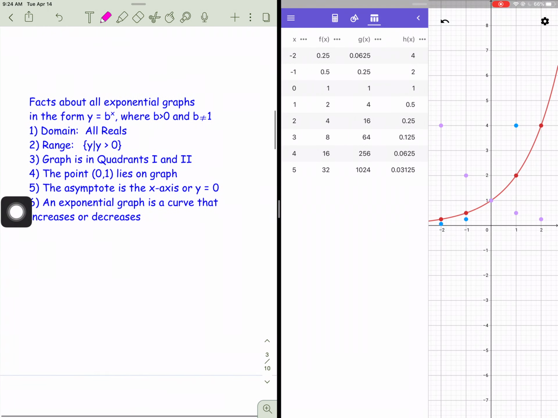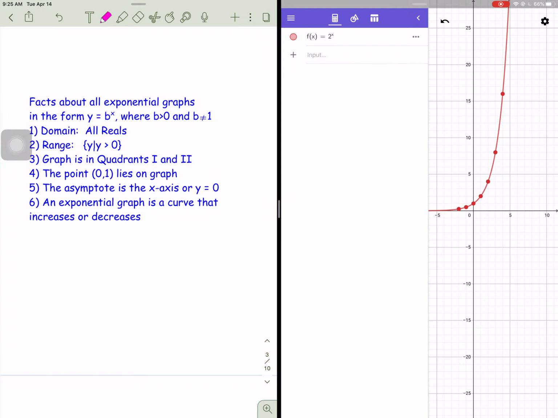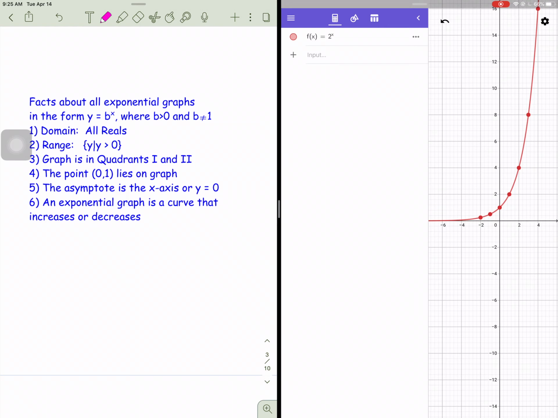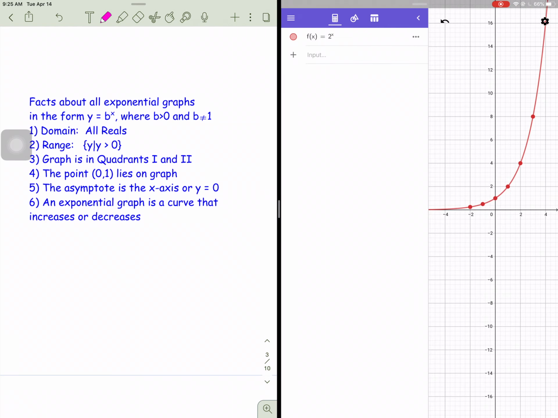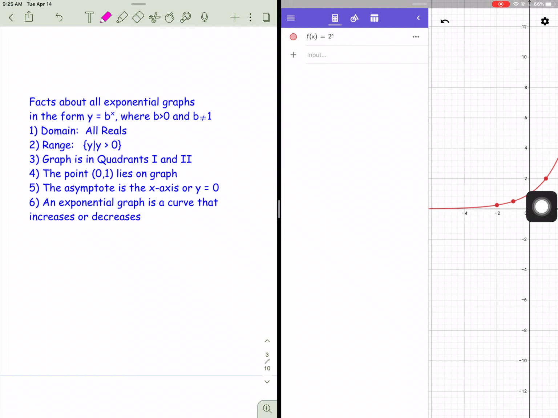Some other facts, the domain is all reals. What does that mean, that the domain is all reals? Let me just delete these other two real quick. That means that it goes forever left and forever right. We know that. Any x can be any number. You can raise any number to any power, positive or negative. You can raise to negative exponents. That's fine. The range, well, horizontal asymptote, so it never goes below 0.